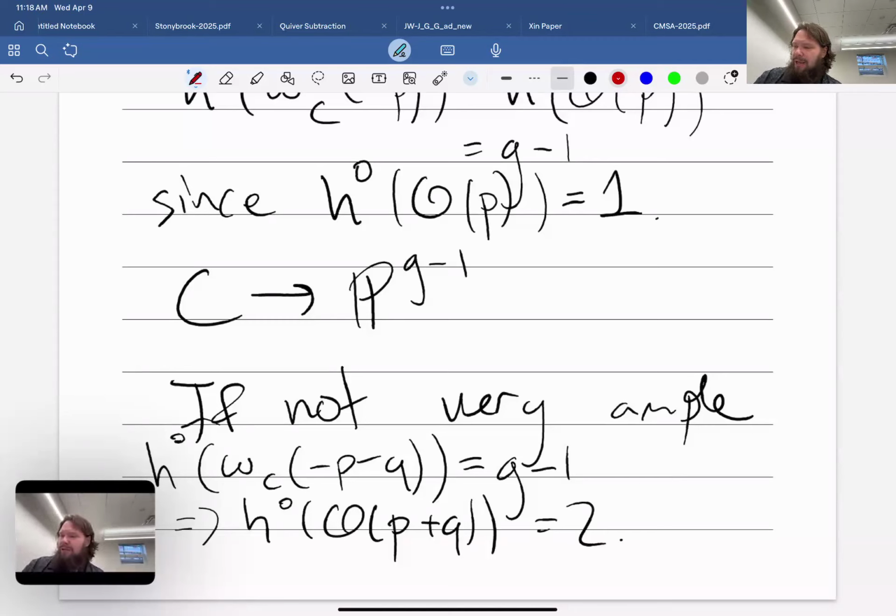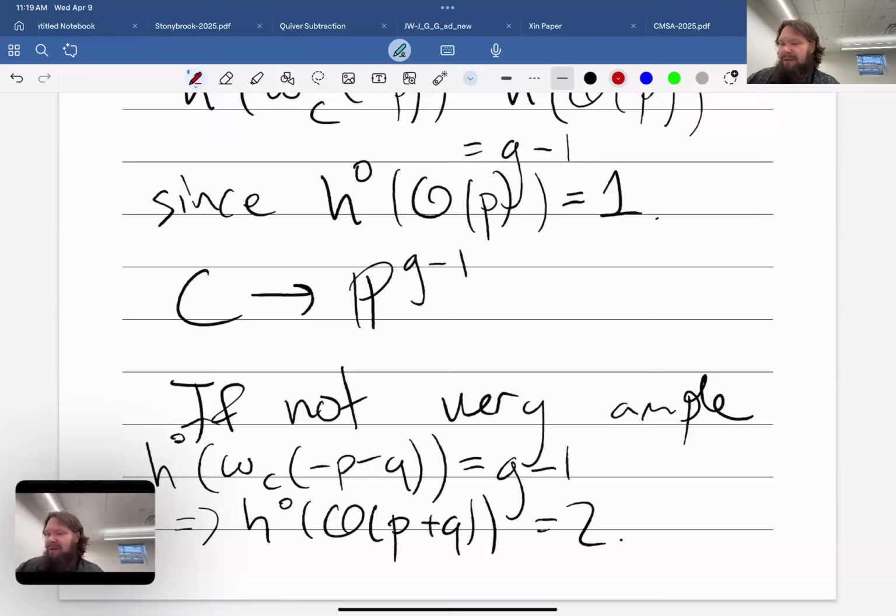Well, as we discussed, you can test whether a line bundle is very ample by removing a degree 2 divisor from it, removing 2 points from it, and seeing whether the number of sections drops by 2. So if it always drops by 2, that means you're very ample. If there's some pair of points where it doesn't drop by 2, that means you're not very ample.